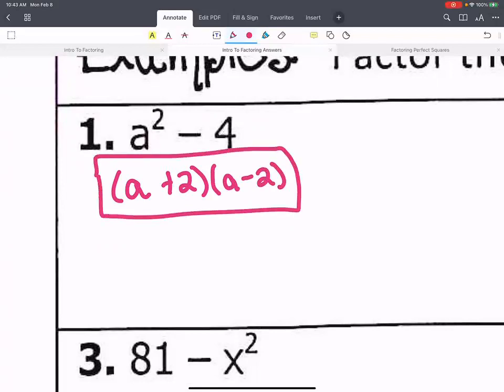That's all we got to do. Now, it says to check. I'm not going to make you check. I'm going to do the check. You don't have to write the check down.